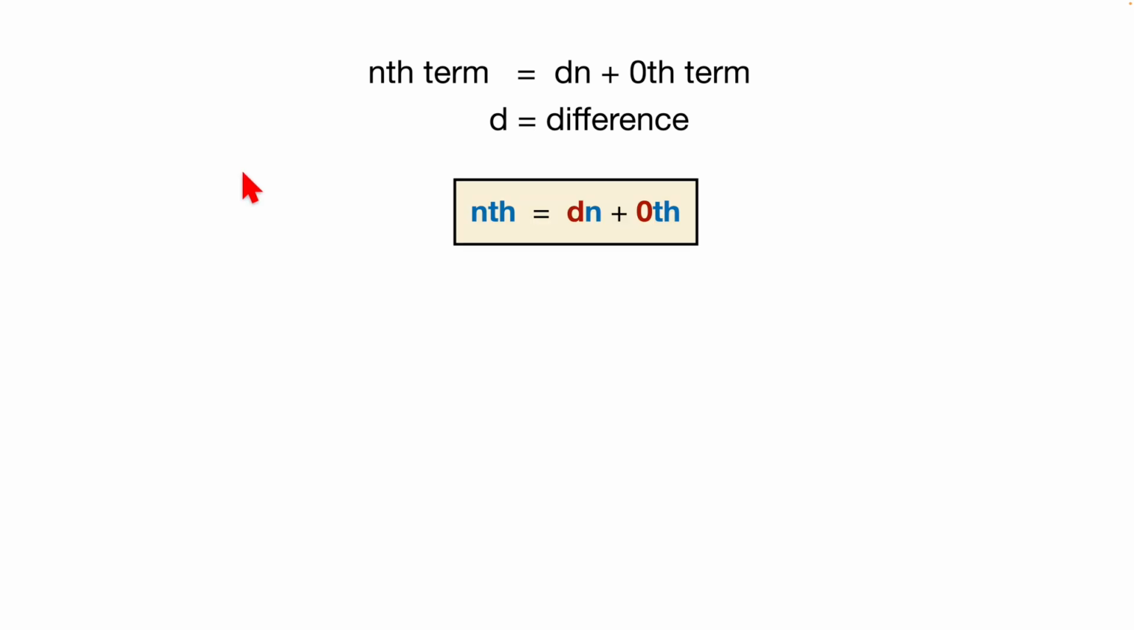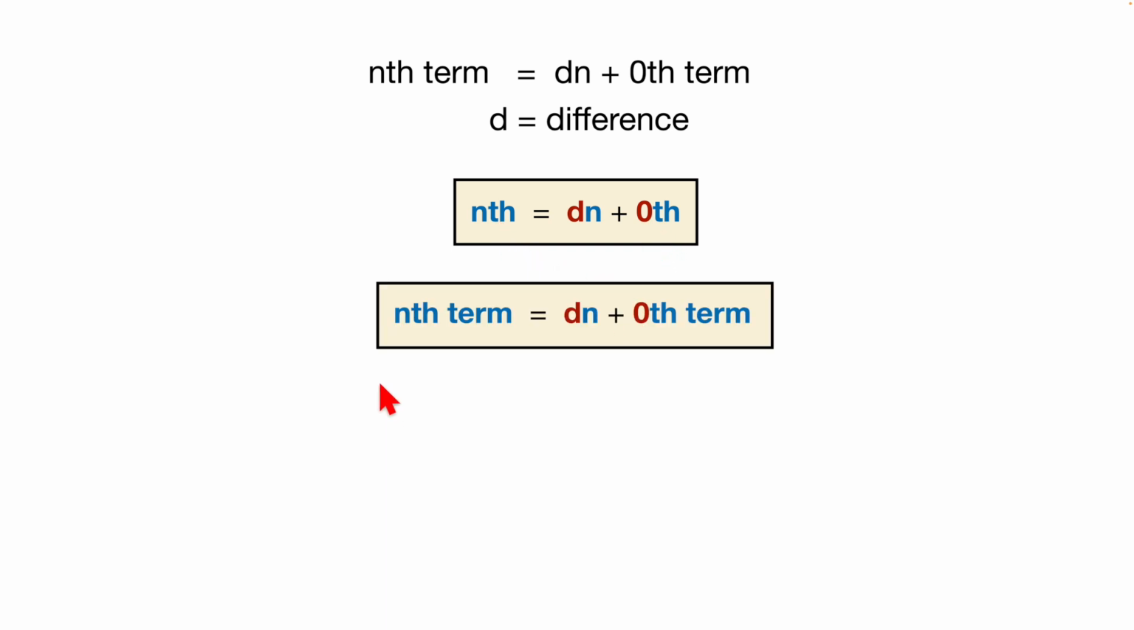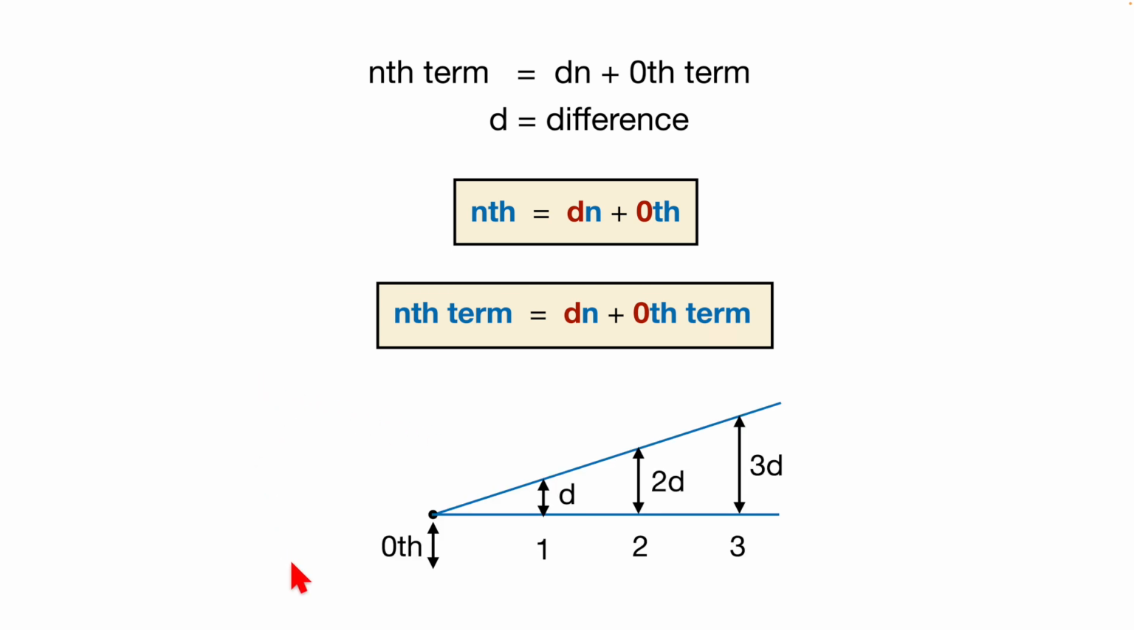This is how I remember it. Nth equals dn plus the 0th term. And you can see that the n is carried over and it's got a d before it, and the th has carried over and it's got a 0 before it. Or we can be clearer. Nth term equals dn plus 0th term. I hope that helps.